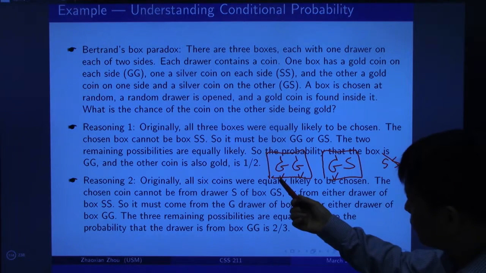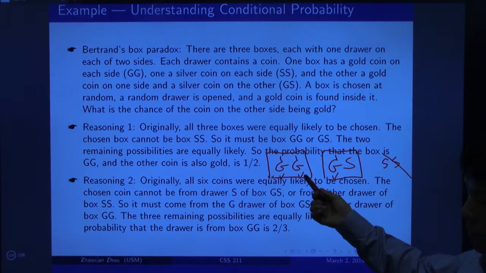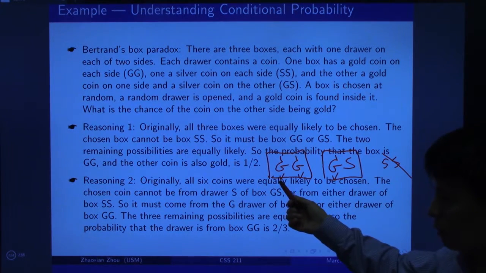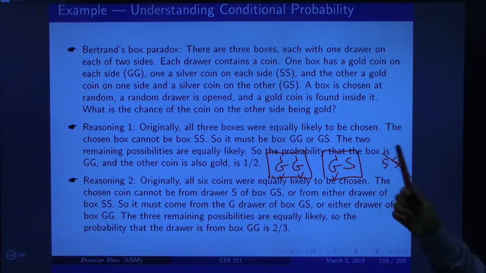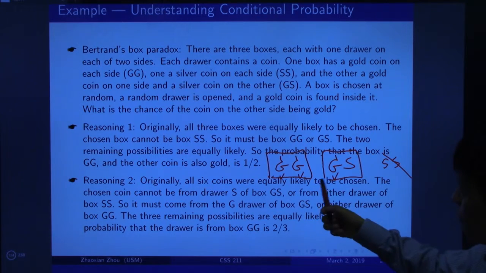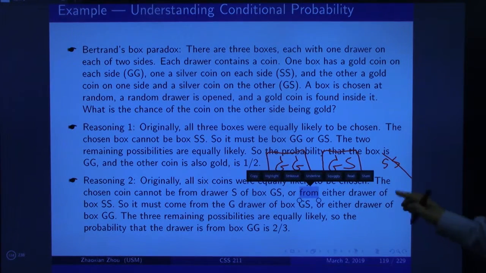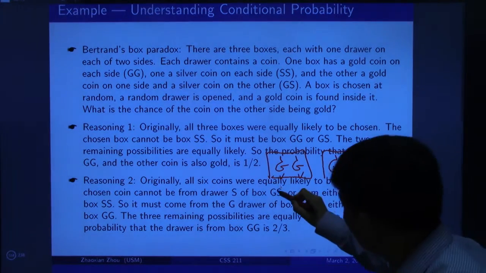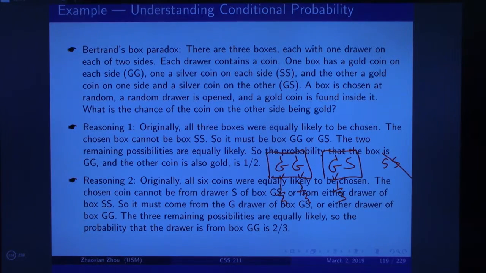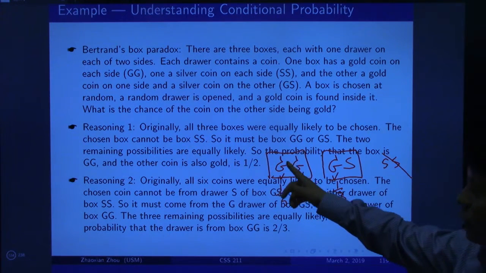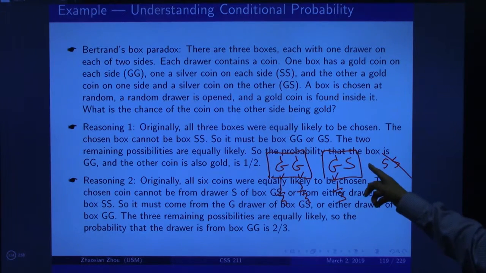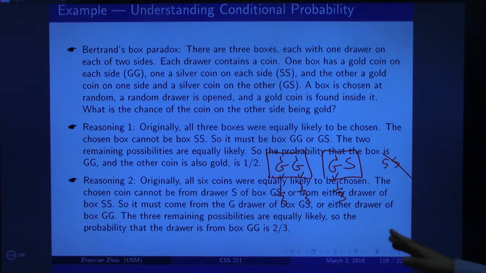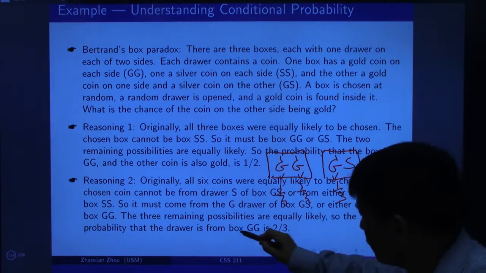So once you find the gold here, the opposite side is gold. If you open this one, the opposite side is gold. If you open this one, the opposite side is silver. So now you have an equal probability to open each of the three gold drawers, because you cannot open the silver one. So 1/3 here, 1/3 here, 1/3 here. If you open this, you find gold outside. If you open this one, you find gold outside. You open this, you find silver on the other side. So the probability that the other side is gold is 2/3.